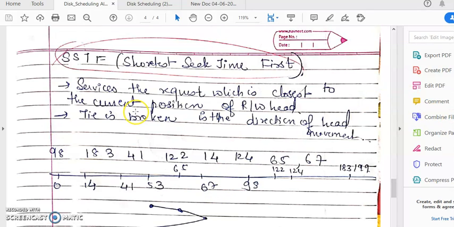The next algorithm is SSTF. Majorly, when we saw the FCFS algorithm, there were a lot of disadvantages. So to cut down the disadvantages of FCFS, we move on to SSTF. SSTF is shortest seek time first. So we'll be applying some logic when we implement or go through this SSTF.